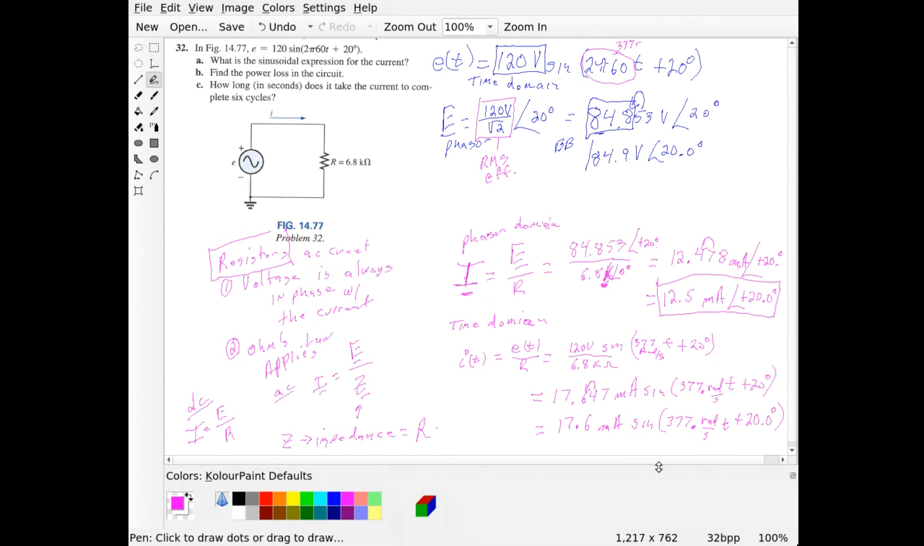All right, so the voltage inside of a resistor, the voltage and the current are both in phase. Okay, so those are both in phase there.